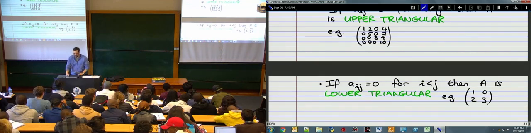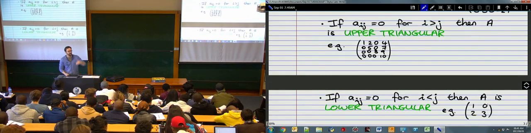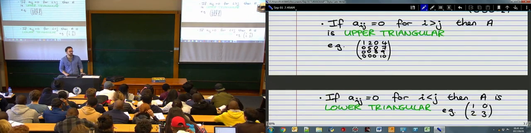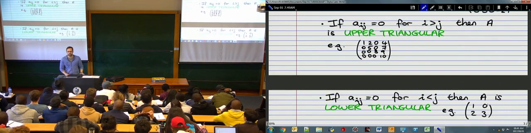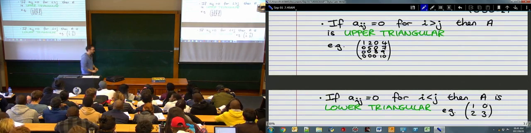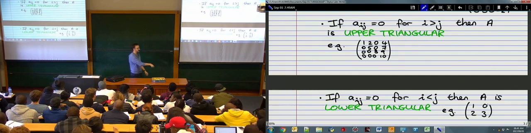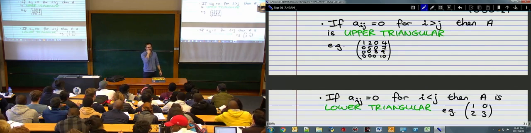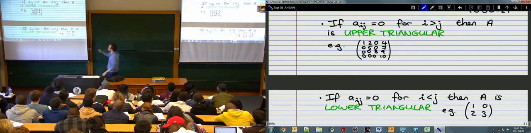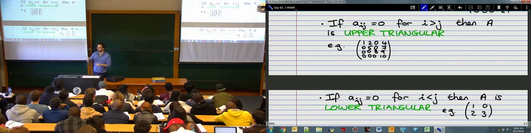You might also realize that if a matrix is a diagonal matrix, it's also an upper triangular matrix, and it's also a lower triangular matrix. And if you know that a matrix is both upper triangular and lower triangular, it must be diagonal. So are there any questions about these definitions of diagonal, lower, and upper?